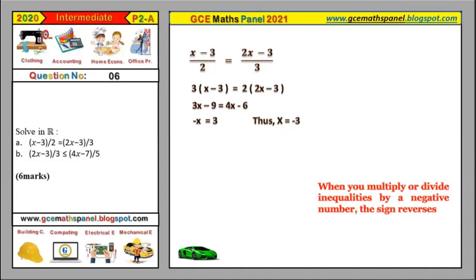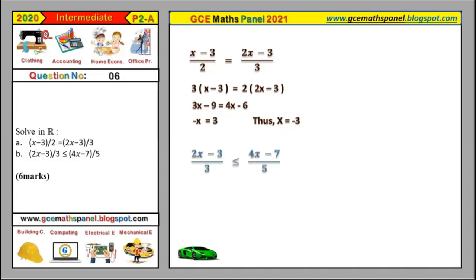All right, so this will be 2x minus 3 on 5 less than or equal to 4x minus 7. We equally cross multiply. Since the numbers are positive, we have no problem. That gives us 5 into 2x minus 3 to be less than or equal to 3 into 4x minus 7. We expand. Then bringing like terms together, we will have minus 2x to be less than or equal to 6.